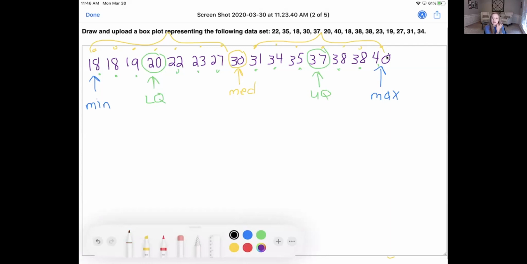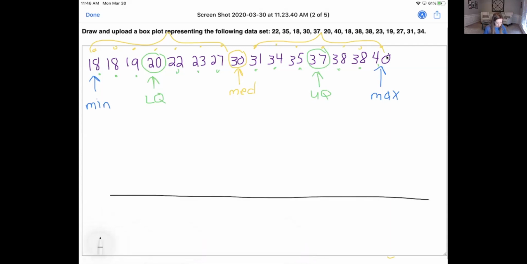You could do it on your computer in Paint or any program where you can draw, or you could do this on a piece of paper and take a picture and upload it. Either way, you're going to have to actually create this graph so that you can upload it into Odysseyware for your grade. The first thing we need is a number line.